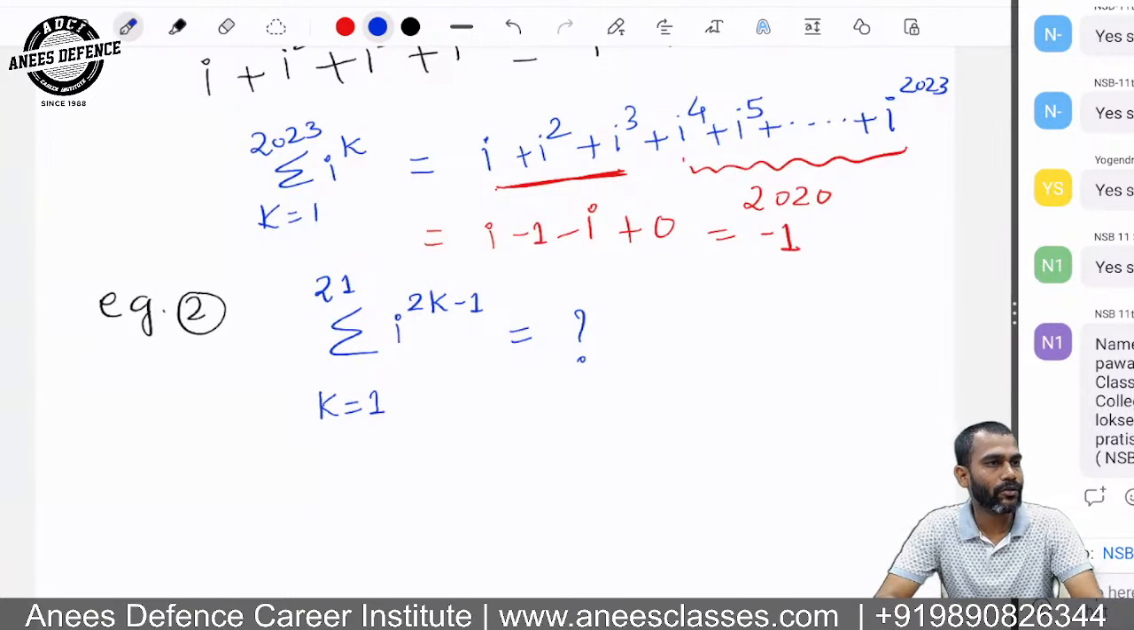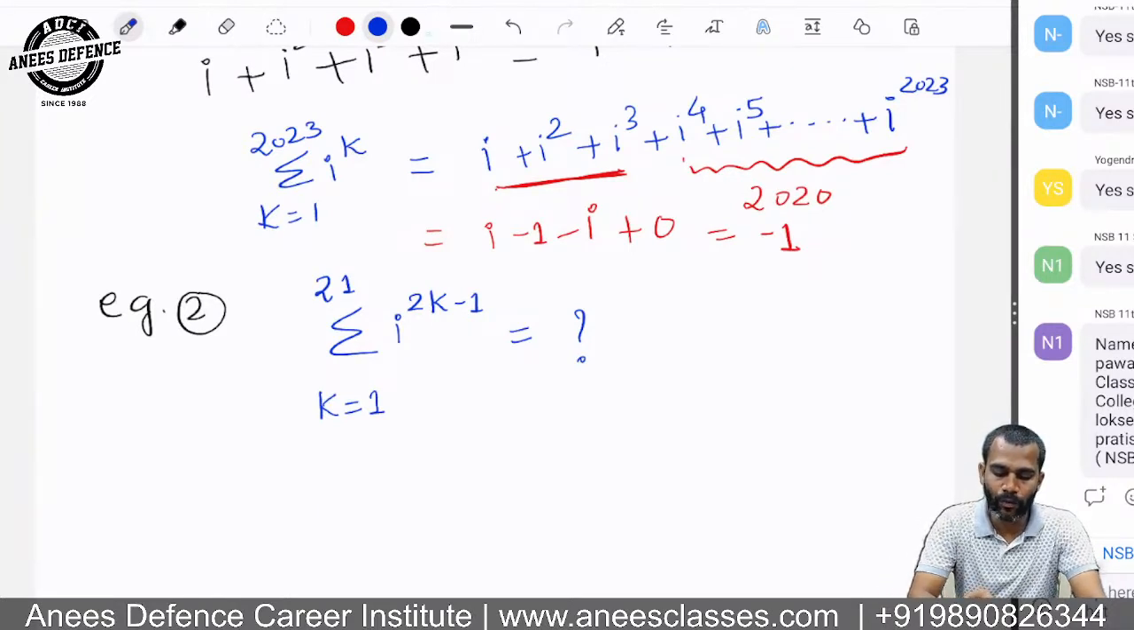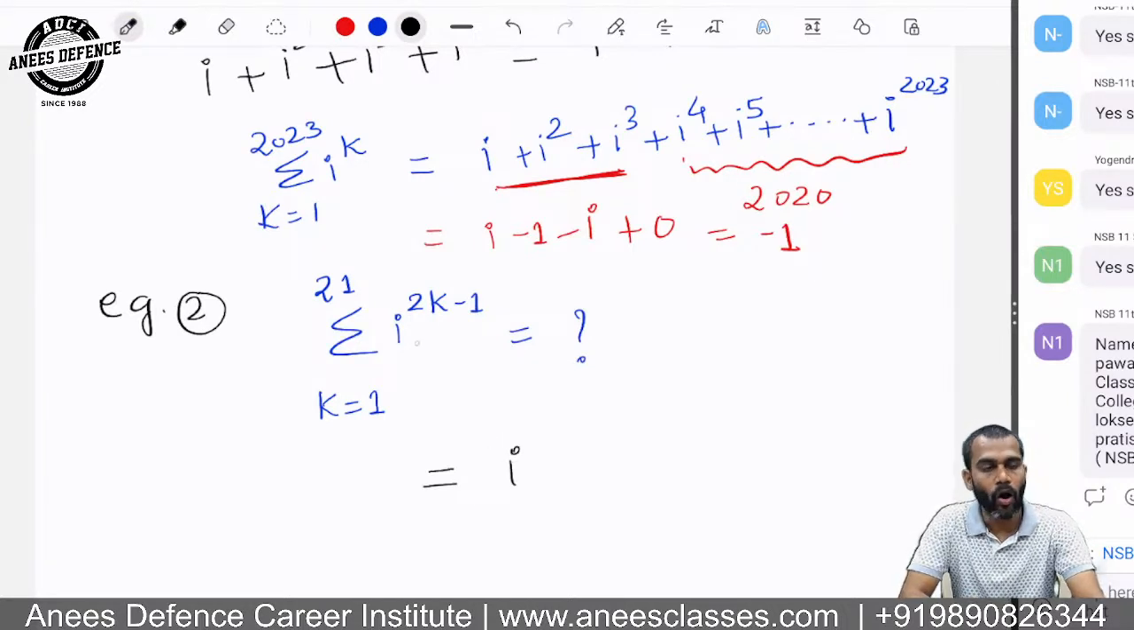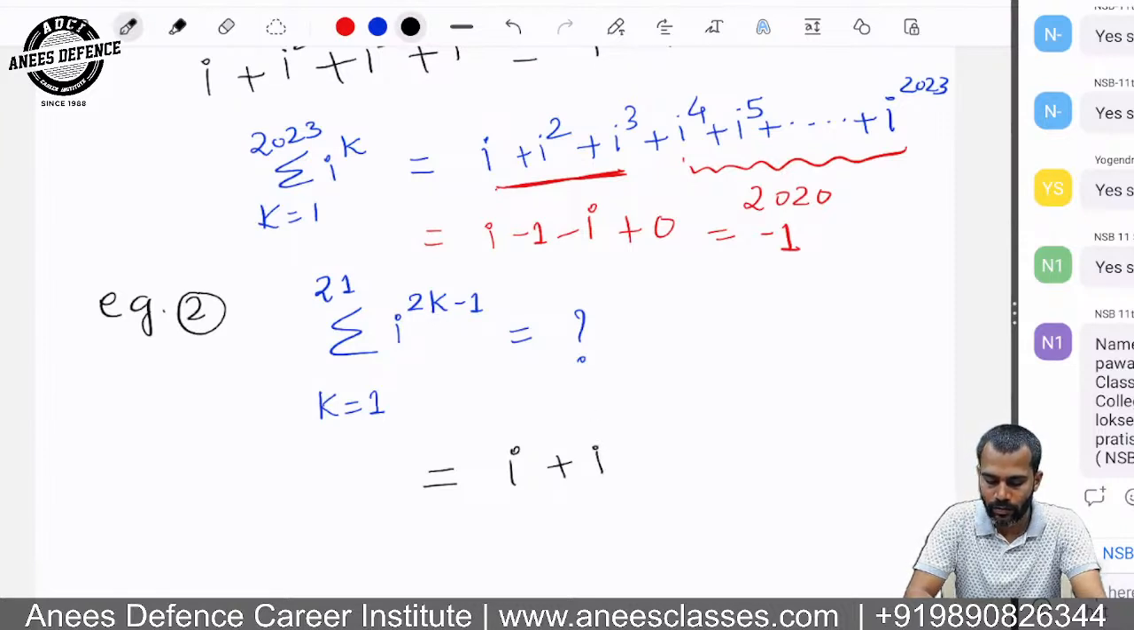See, how many terms are there, students? 21 terms are there. So first we'll try to put the values of k. If you put k equal to 1, you'll get iota only. Odd powers you'll get because 2k minus 1 is nothing but an odd number if k is an integer. If you put k equal to 2, you'll get iota cube, then iota 5 and so on.